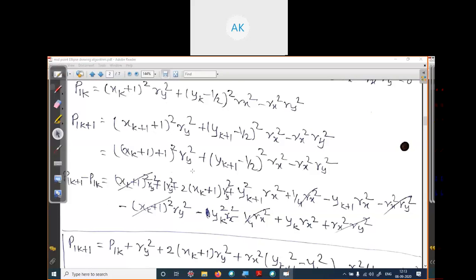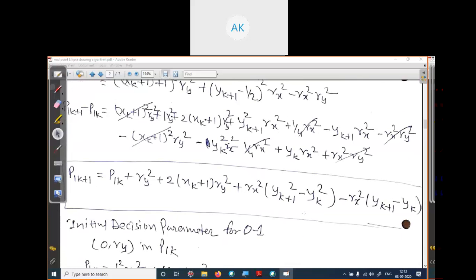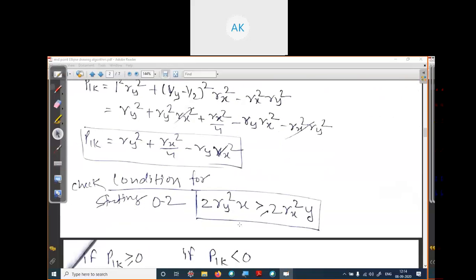We have seen all this derivation in the last class, so I'm just skipping it. You just note here, this is the next decision parameter equation we will use for calculating our example. For calculating the initial decision parameter, we just put in the value. Our initial point is (0, ry), so put the value of this point into your initial decision parameter, and you can simplify it. You will get this equation for your initial decision parameter in region 1.